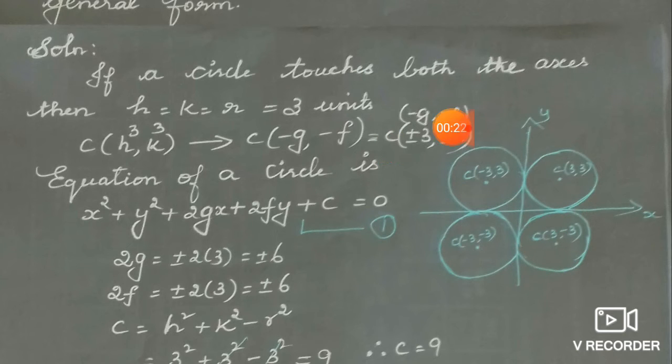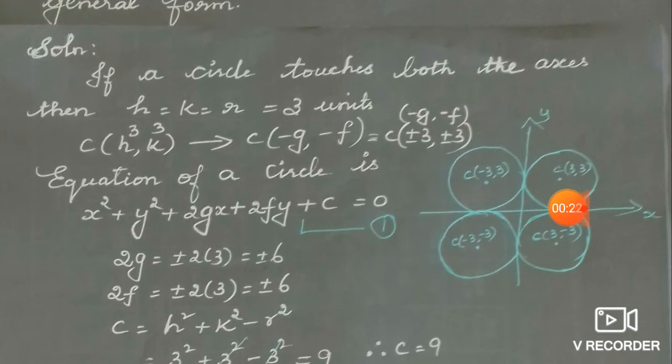So if it touches both the axes, then h is equal to k is equal to r. It touches both the axes, so h is equal to k is equal to r. And the radius is given in the question as 3 units. So it takes 3 units.